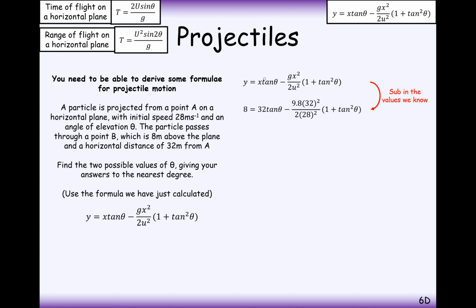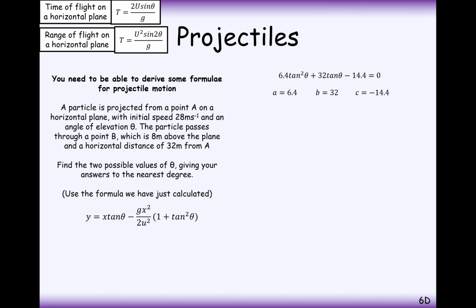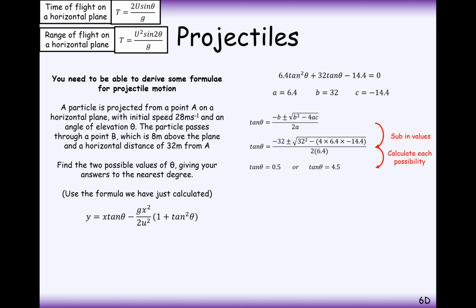So taking this formula and substituting in the values we know, 8 is the value for y, x is 32, we don't know what tan theta is, g is 9.8, u is 28, and we still don't know theta. So we can simplify this now, and we're going to get a large quadratic. Try and get rid of fractions where possible, and move everything onto one side. Now you can either pull out the quadratic formula here or go to the menu button on your calculator, option A I think it is for the polynomial solver, and type in these values. And it looks like we're going to get two values for tan theta, either 0.5 or 4.5.